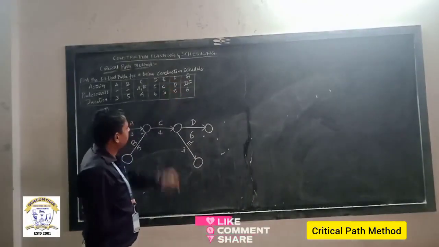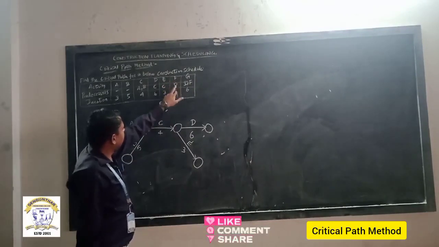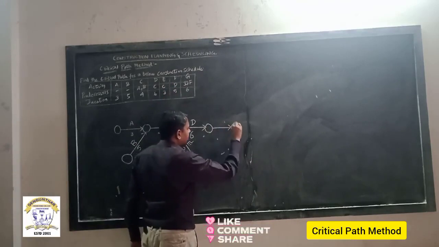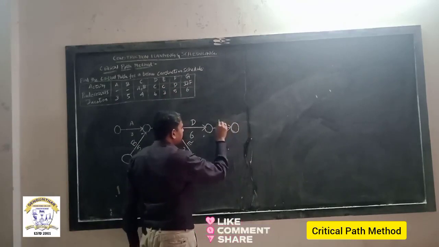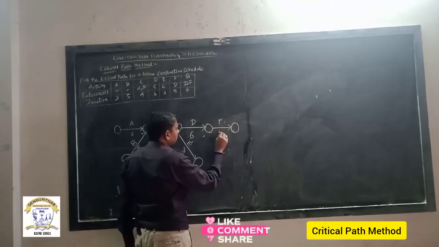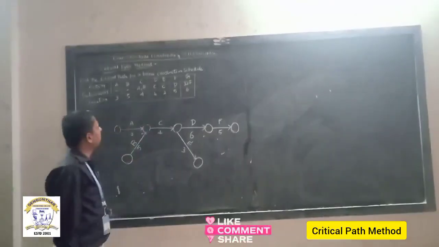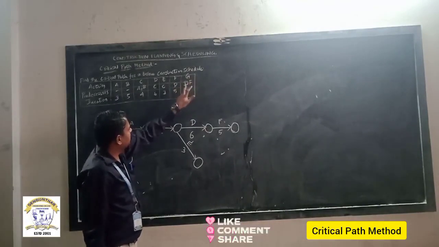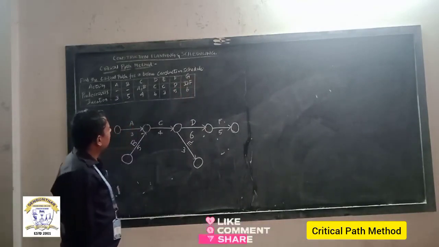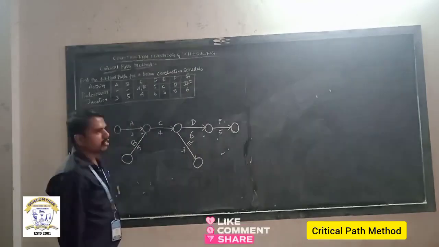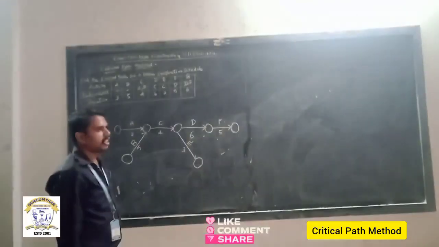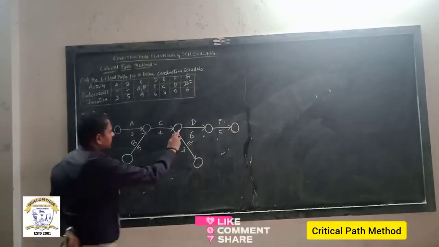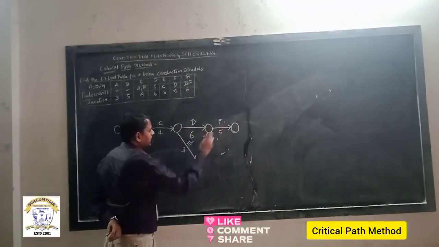So the next activity is F. For activity F, D is the preceding activity. That means after completing D, activity F will be initiated. For activity F, 5 is the duration. Next is activity G. For activity G, D and F are the preceding activities, right? For that, see here, D is here, F is here.